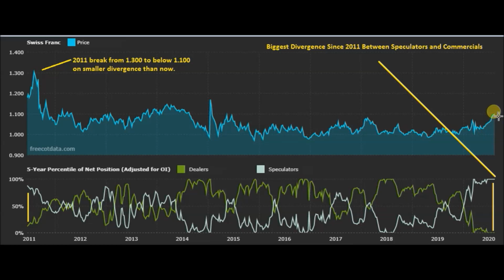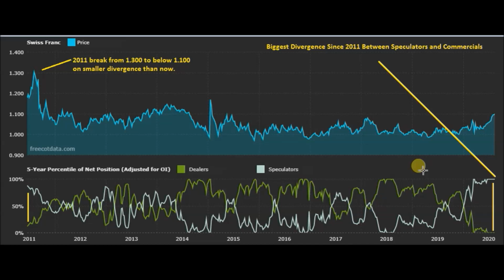It's a nice big rise up in the Swiss franc, but you had a nice big rise up here on the left. You can see a divergence. It's not as big as the one we've got now, but the commercials were heavily short, specs heavily long. We fell from 130 down below 110, so that's a 2,000 pip move. I'm not looking for that size of move right now, but I'm looking for a sizable move, which we'll see on the chart of USD CHF.